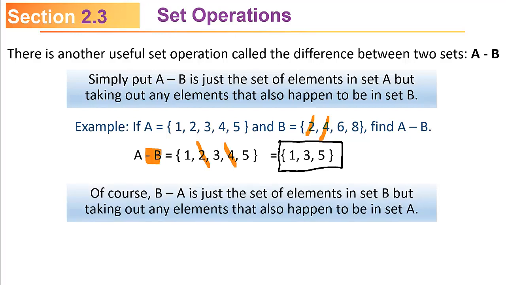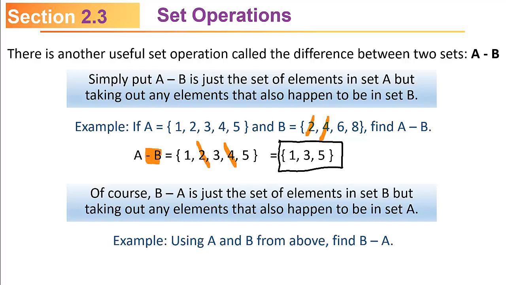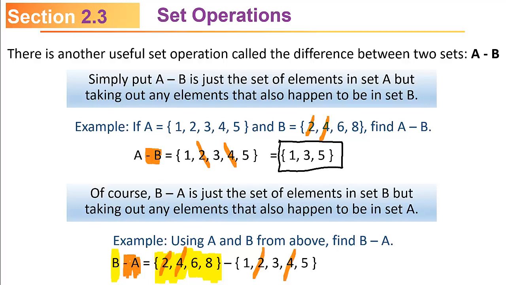Of course, B minus A starts out doing it with the set B, because it appears first. And then you take out any elements that also happen to be in the set A. So if you took the example from above with A and B, but you were trying to find B minus A instead of A minus B, you would write down the set B, and then you would take out anything you see that's also in set A. So B consists of the elements 2, 4, 6, and 8, and then you look in set A and see if you see any of those. Well, there is a 2 and there is a 4, but there is no 6 and there is no 8. So B minus A would be the set containing the elements 6 and 8.